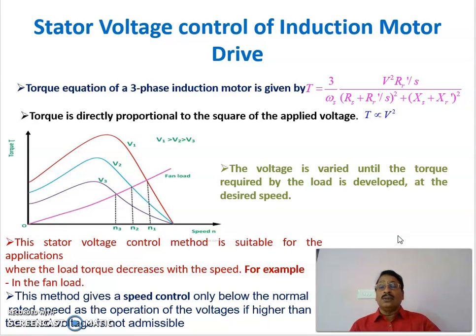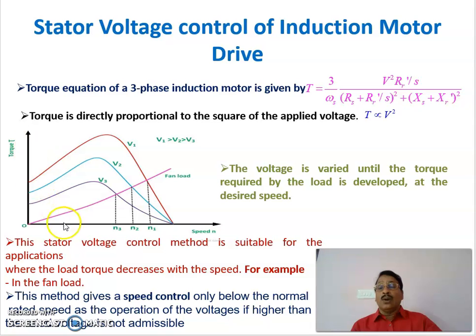As you know, the torque of an induction motor is proportional to the square of voltage, or torque is equal to 3 by omega s into V squared by Rr dash divided by s into (Rr dash plus Rs) whole squared plus (Xr dash plus Xs) whole squared. Basically, torque is proportional to the square of the voltage. By controlling the stator voltage, the torque, and thereby the speed of the motor, can be controlled.